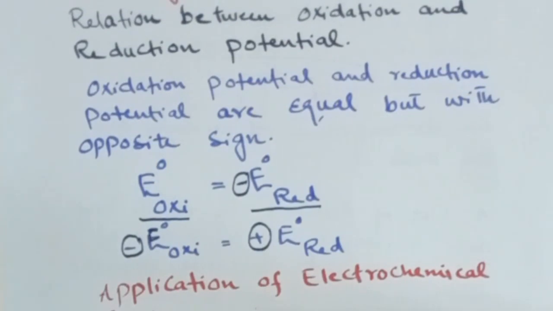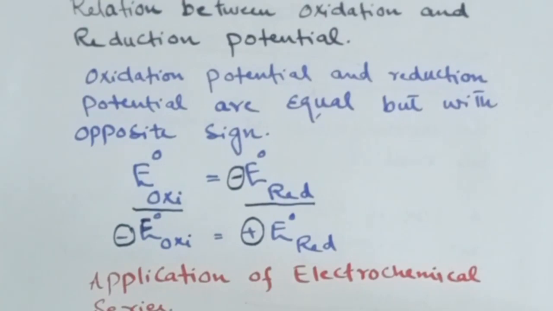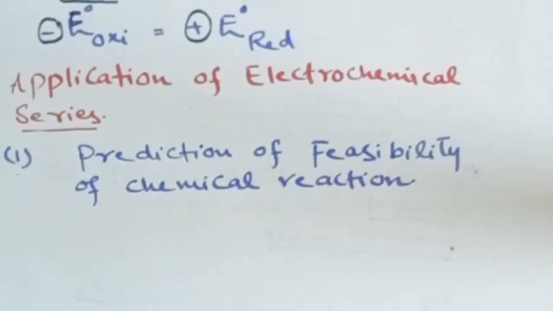Now these are the general introduction and general points regarding the electrochemical series. What are the applications of the electrochemical series? Number one, it is used to predict the feasibility of a chemical reaction. That is, with the help of the electrochemical series, it is easy to predict whether a particular reaction will take place or will not occur.